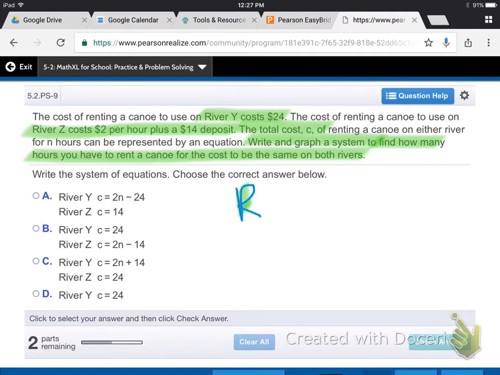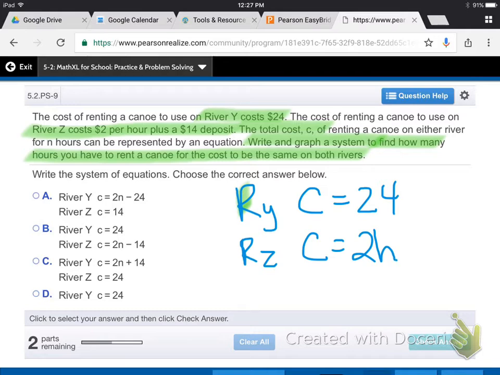River Y is going to cost $24. And for River Z, the cost is going to be $2 per hour plus 14. So all you're looking for is an answer that shows these equations for the correct river.